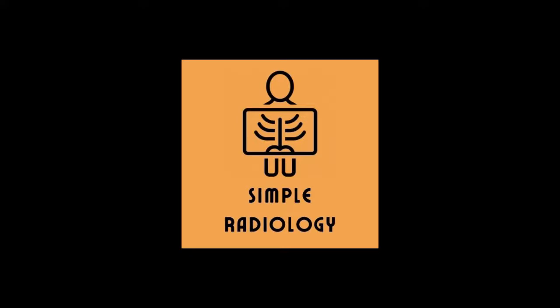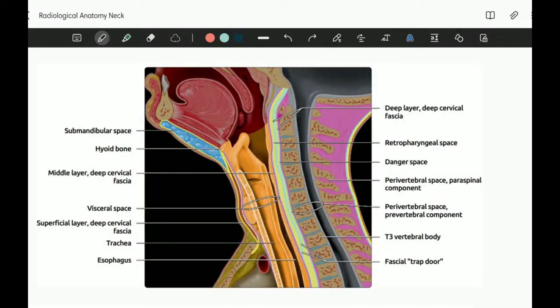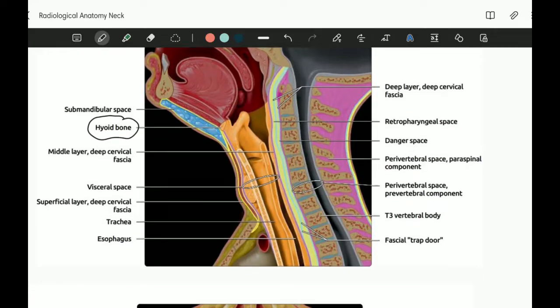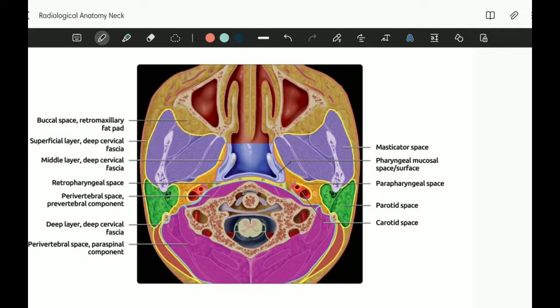We are going to start with radiological anatomy of the neck. The neck is divided into a suprahyoid component and an infrahyoid component, that is, the suprahyoid neck and infrahyoid neck, by a plane along the hyoid bone.